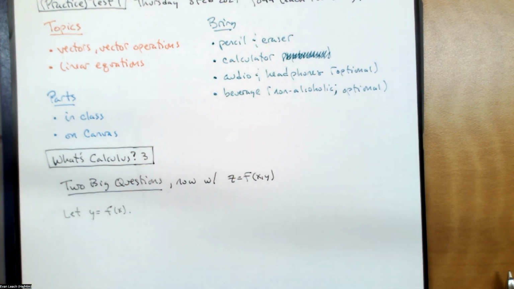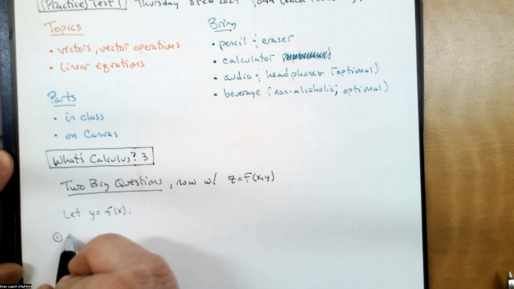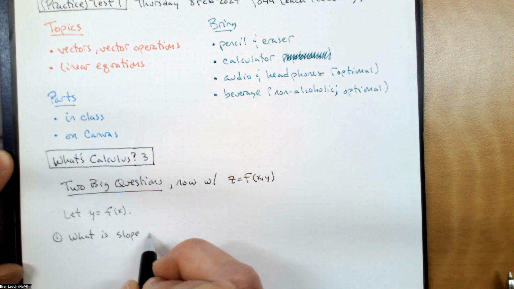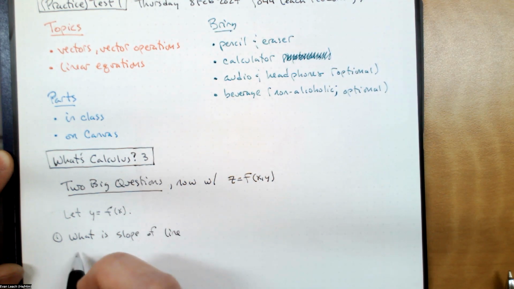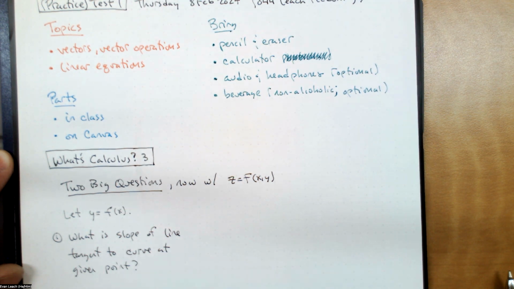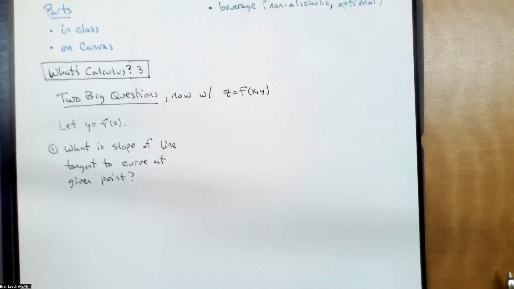Starting with a function of one variable, classic Calc 1 and Calc 2. The first question: what is the slope of the line tangent to a curve at a given point?